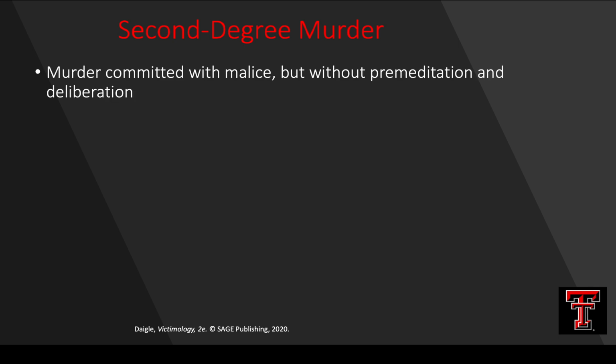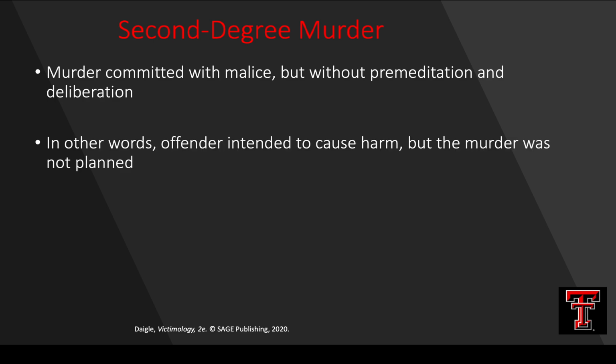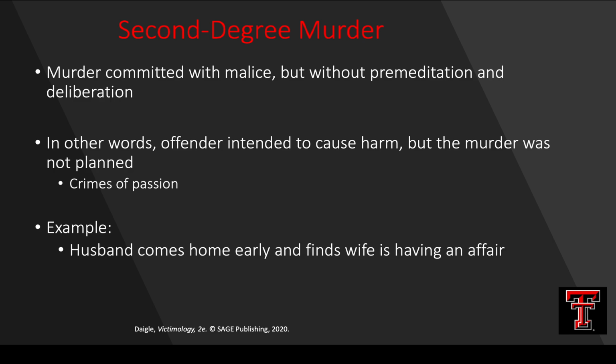Okay, so next is second-degree murder. This is murder committed with malice, so you're intending to kill someone, but without premeditation and without deliberation. In other words, the offender intended to cause harm, but it was not pre-planned. So these are generally crimes of passion.